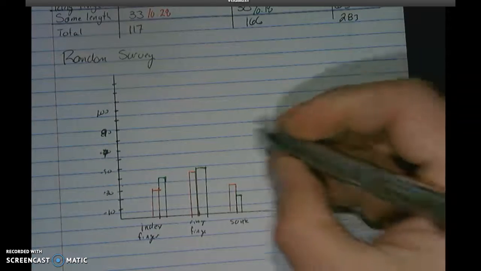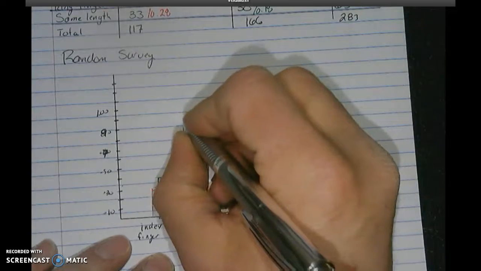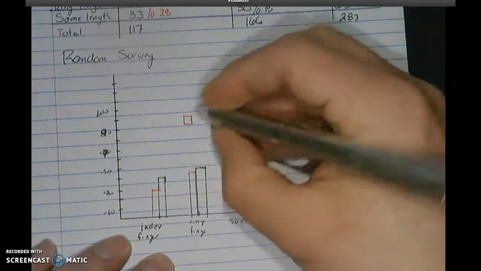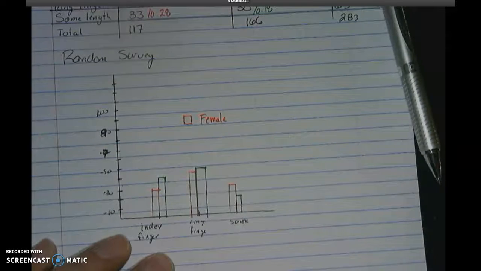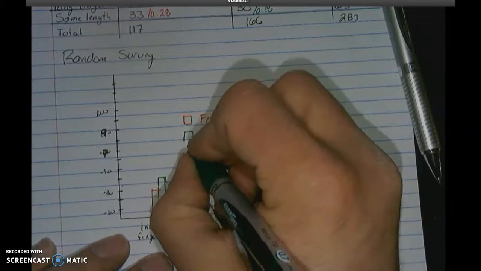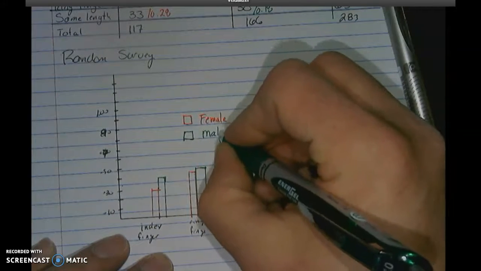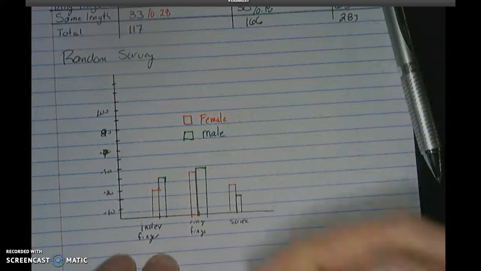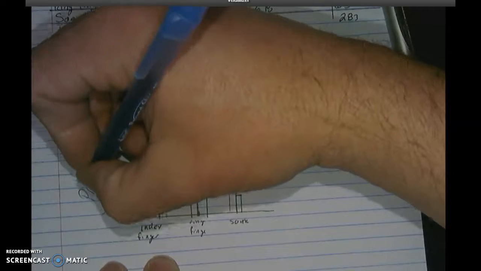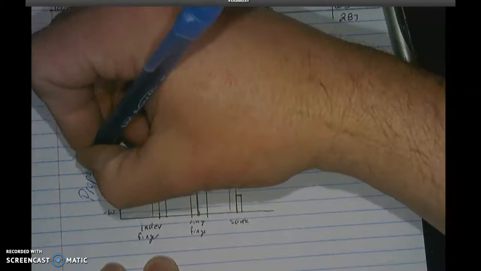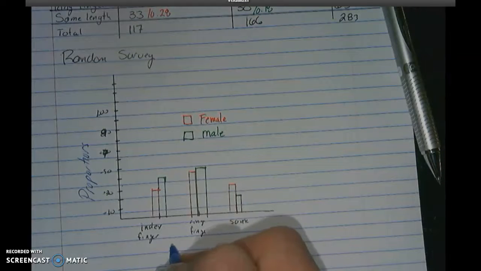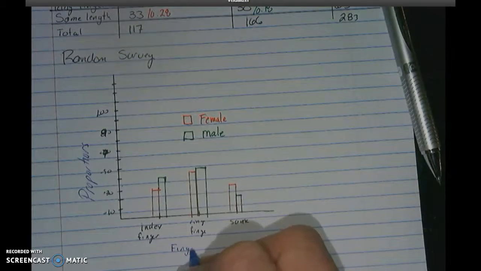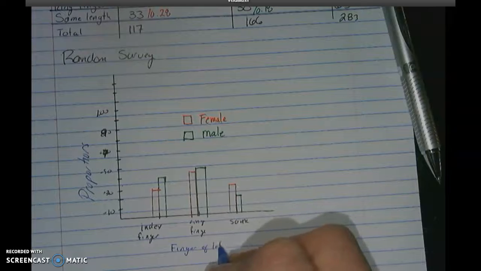One thing we have to include is a key, and then label my axes. So this is my proportions, and probably just something like fingers of left hand.